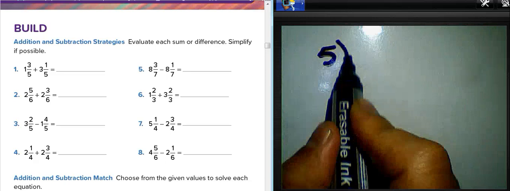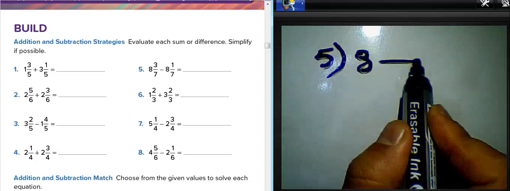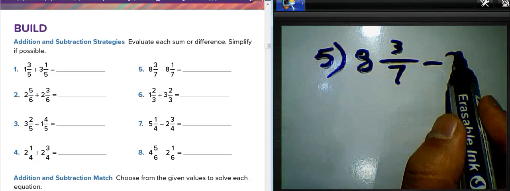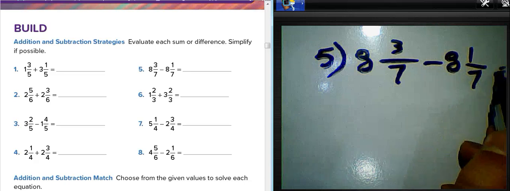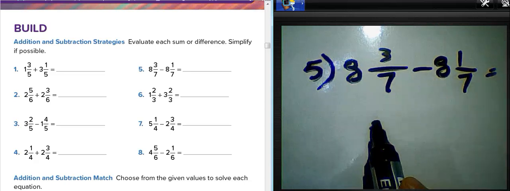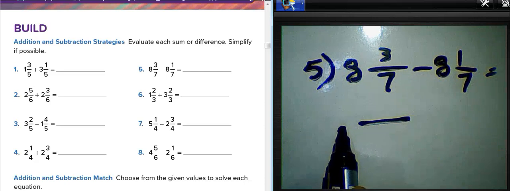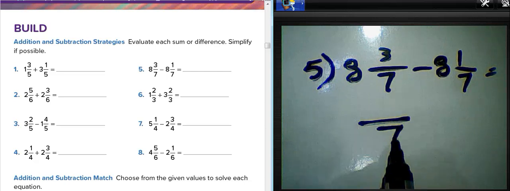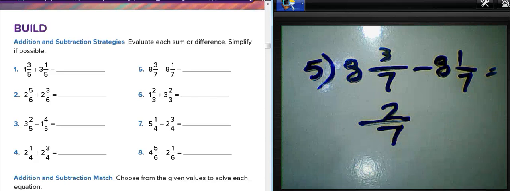Question number 5. 8 and 3 over 7 subtract by 8 and 1 over 7. We can find the result. 8 minus 8 equals 0. We don't write 0 here, okay? And write 7 in the denominator. 3 minus 1 equal 2, so the result will be 2 over 7.